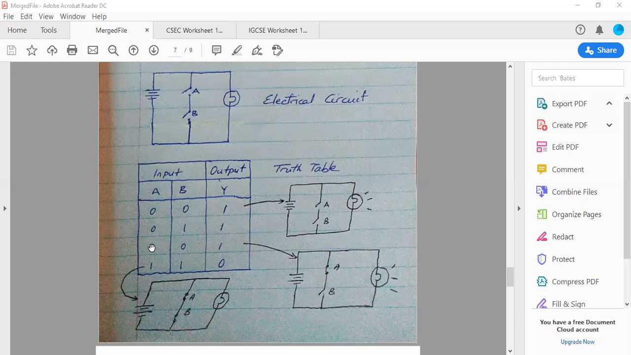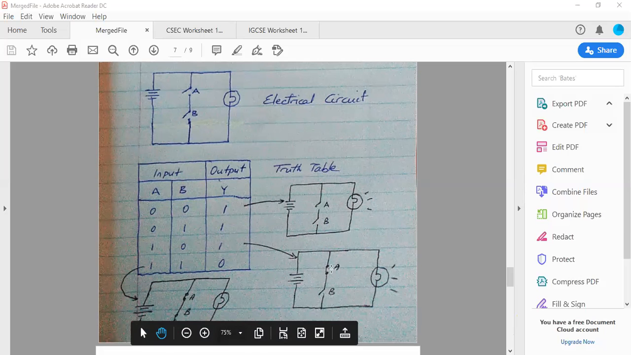Third row, if A is 1 and B is 0, so A closes, now B is open, current cannot go through A, so that means current will continue going to the bulb and back to the battery, which means that your bulb will light. So you have an output of 1.